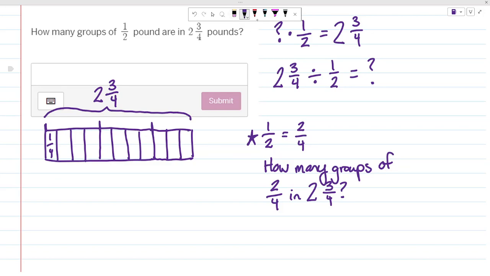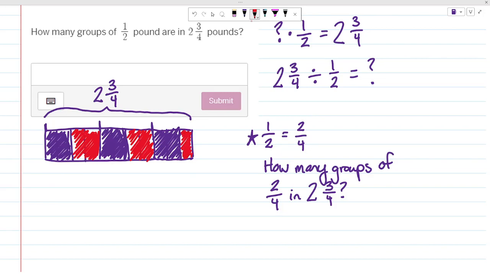So now I'm going to count how many groups of 2/4. Here's one group of 2/4. You can do this on your tape diagram too. Here's another group of 2/4, 2/4, 2/4, 2/4.